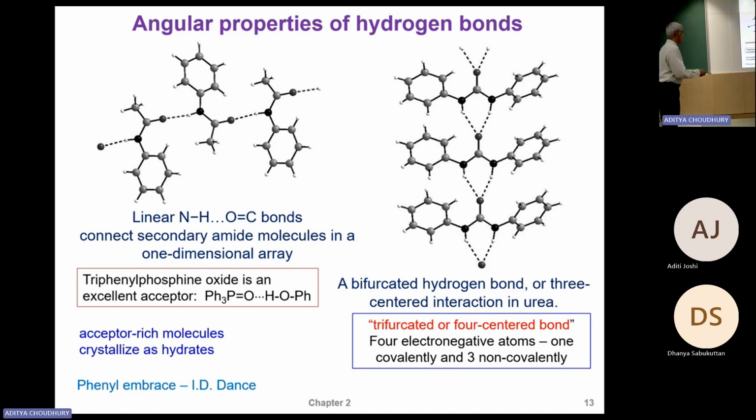I just put the phenyl embrace in here, because there's another type of very weak interaction, better than van der Waals, a phenyl interaction. If you are interested, you can take a look at it in the literature by Ian Dance. So there are many examples. I'm not going to give them. Maybe in the assignment I'm going to ask you to find trifurcated hydrogen bonds, having more donors or more acceptors.